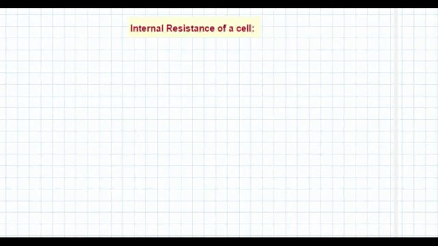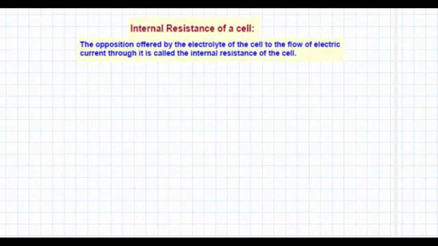So today's first part of the discussion will be the internal resistance of a cell. What is internal resistance of a cell? The opposition offered by the electrolyte of the cell to the flow of electric current through it is called internal resistance. So internal resistance is nothing but the objection to the current flow from the part of the electrolyte.